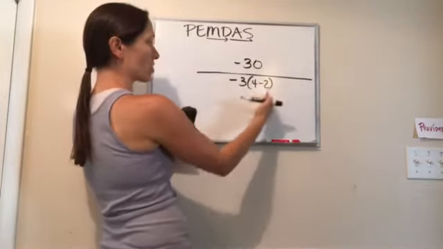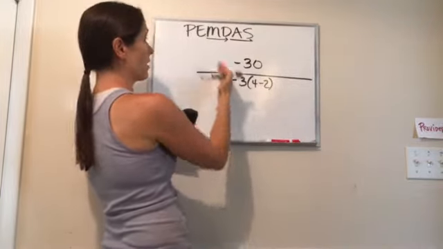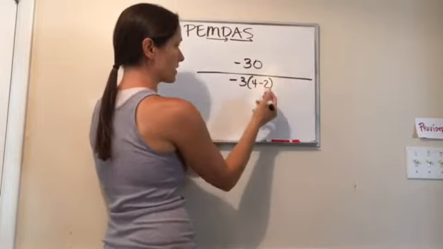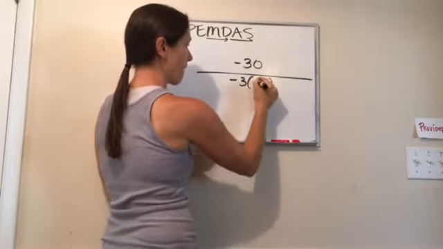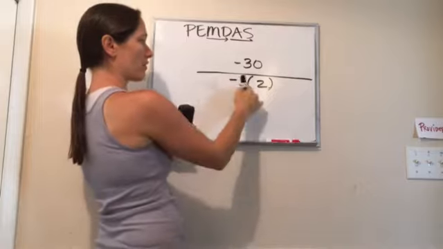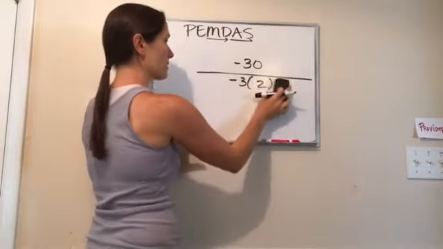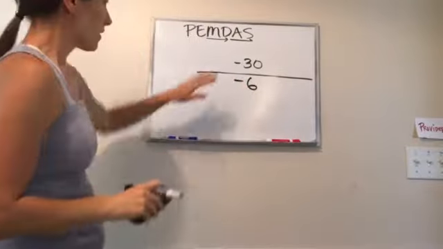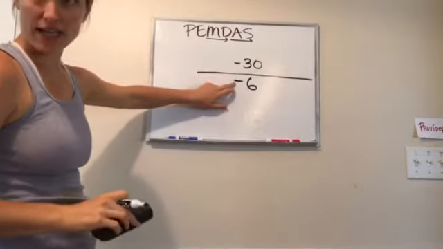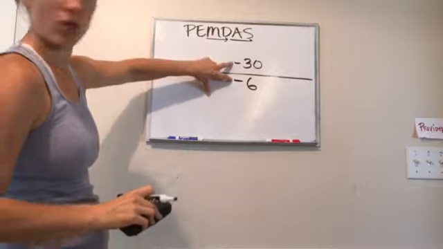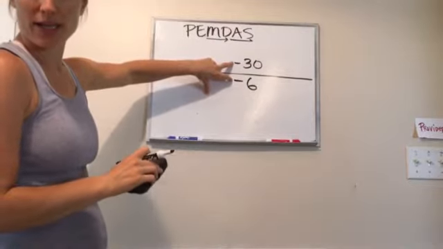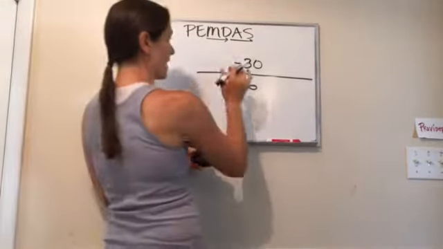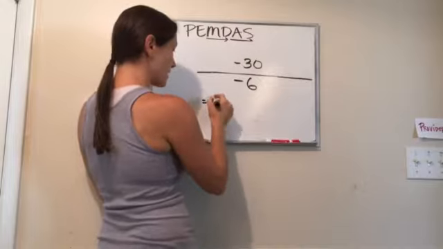Which of these do I start with? 4 minus 2, parentheses. 4 minus 2 is 2. And -3 times 2 is -6. Now, you see how this is a negative and a negative? Remember when I told you there were 2 negatives? What did it make? Positive. When they're the same, it's going to make a positive answer.